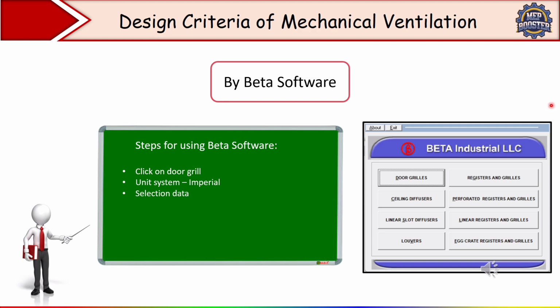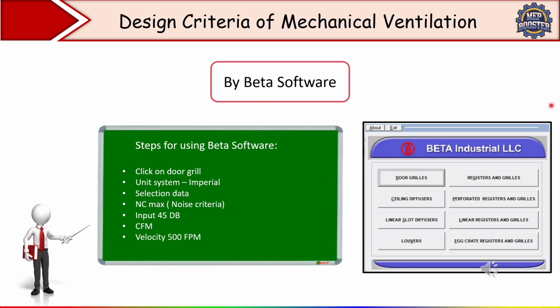Then in selection data, it is asking about the noise criteria. The standard noise you have to maintain is 35 to 40 decibel. Input 45 decibel or 35 decibel. Then it asks how much flow rate you have to supply with the help of that grill inside the toilet. Suppose it is 100 cfm, so you write 100 cfm. Cfm is cubic feet per minute.